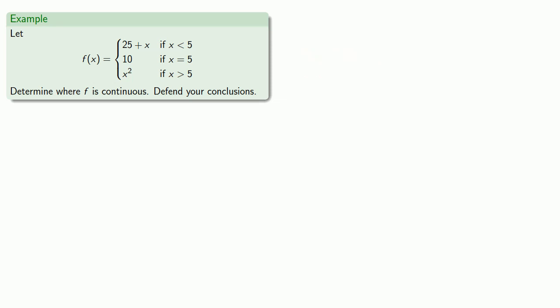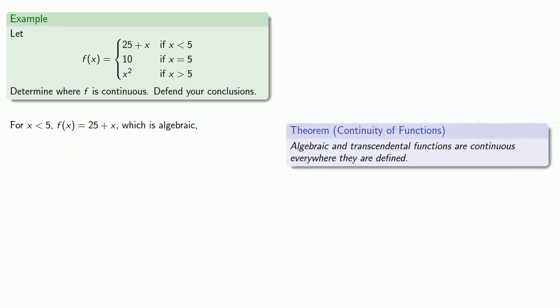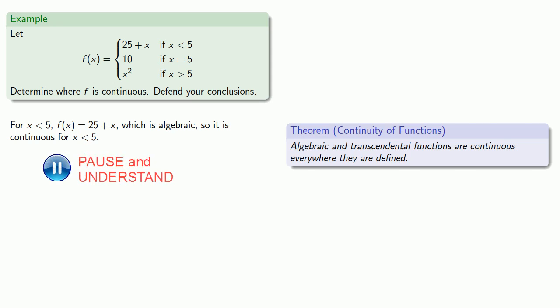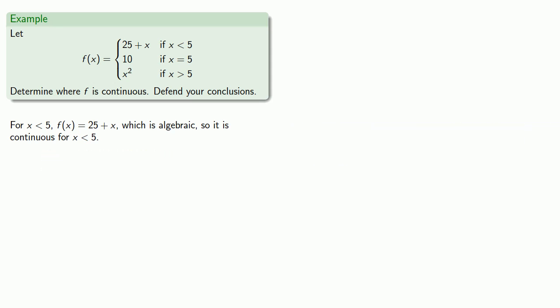For x less than 5, our function is 25 plus x, which is algebraic. And one of the things we know is that algebraic functions are continuous everywhere. So f of x is continuous for x less than 5. Likewise, for x greater than 5, f of x is x squared, which is also algebraic, and so our function is also continuous for x greater than 5. At x equals 5, we change rules, and so we need to check for continuity.